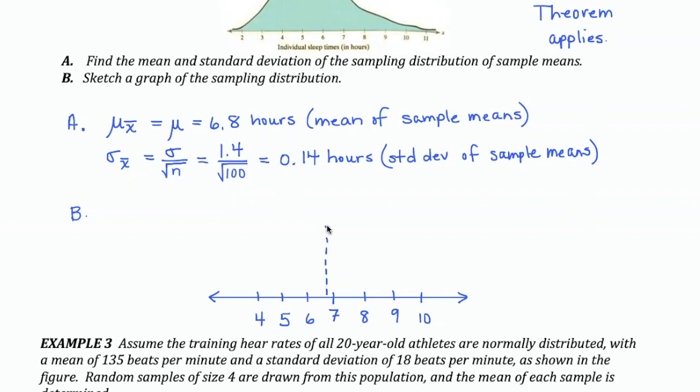So you're going to see that we're going to have a very narrow normal curve in this example because that standard deviation is so small. So we're getting a big peak in the center and very little spread on our normal distribution.